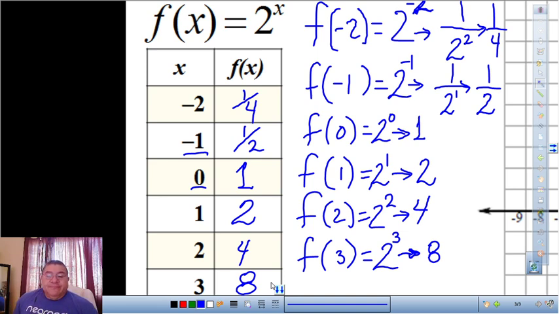How are we doing? Good? Yes, Mr. Q. All right, good. Let me zoom out.